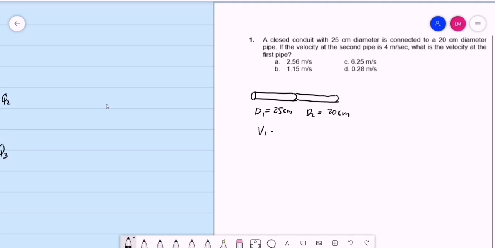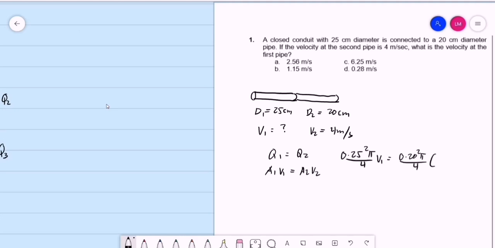We are looking for the velocity of flow in the first pipe, and we have the velocity of flow in the second pipe, equal to 4 meters per second. So discharge 1 is equal to discharge 2, or area 1 V1 is equal to area 2 V2. What is the area of the first pipe? We have 0.25 in meters, 0.25 squared pi divided by 4 multiplied by V1 is equal to 0.20 squared pi divided by 4, multiplied by the velocity at the second pipe, equal to 4 meters per second. In this equation, we can cancel pi over 4. So let's compute for V1.